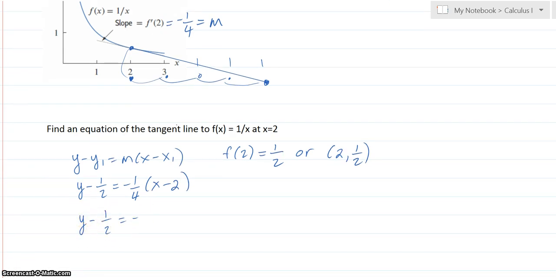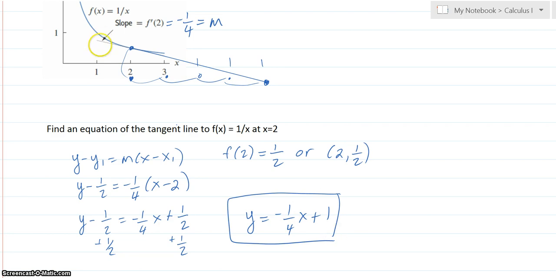Let's multiply that out. So you get negative 1/4 x plus 2/4, or 1/2, and then I can add a 1/2 to both sides. And our answer is going to be y equals negative 1/4 x plus 1. That's the equation of that line. So it must pass through 1. I believe it. Hope that helps.